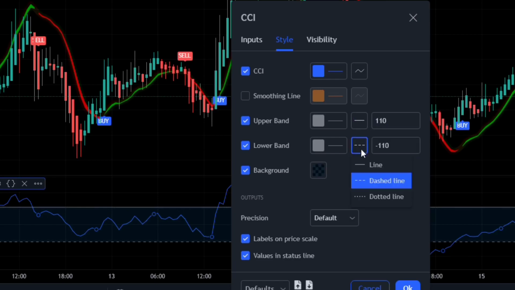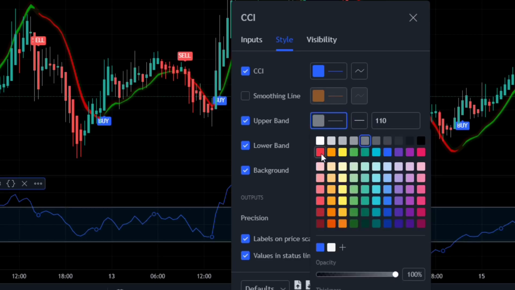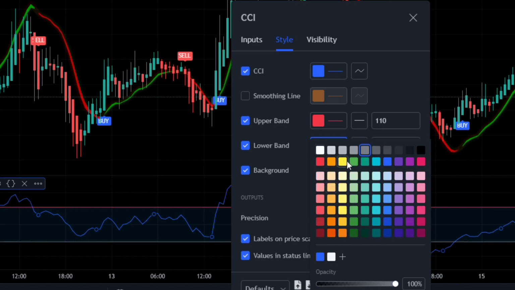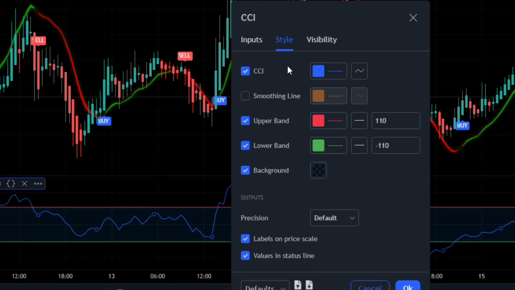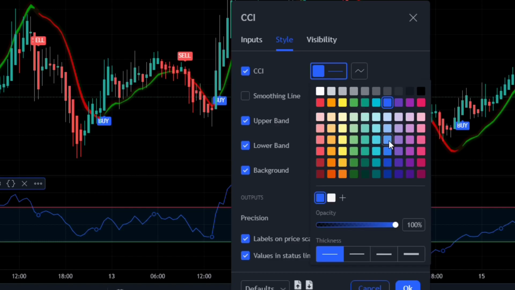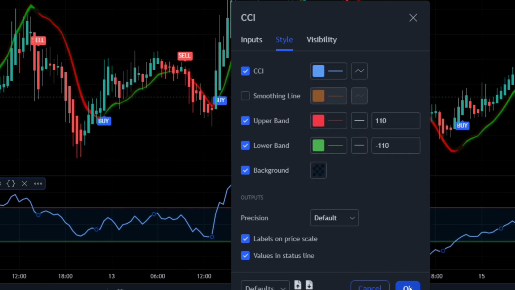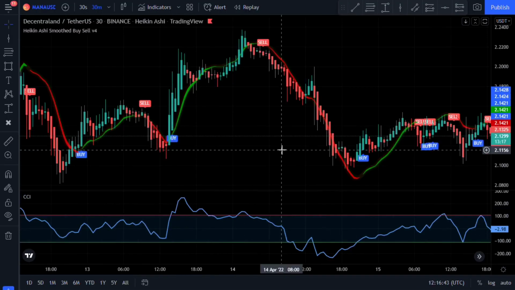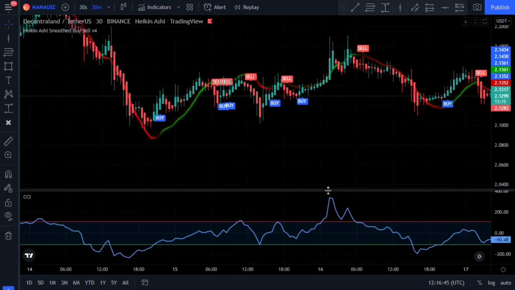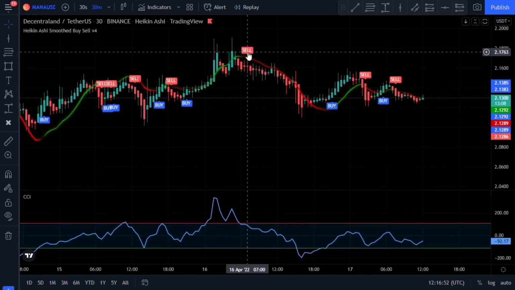Change this dashed line to a straight line. Change the first color to red and the second to green. Then change the CCI color to light blue and make it a little thicker to see it more clearly. Yes, dear friends, our trading strategy is ready. You can use this strategy in normal mode in any time frame.